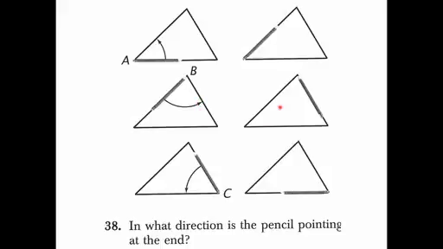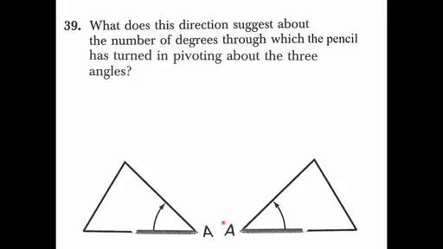And then they slide it down, and rotate it back down here. Then you take a look at the pencil right here, and there's the point there. And here it started there. In what direction is the pencil pointing at the end? And what does this direction suggest about the number of degrees through which the pencil has turned in pivoting about the three angles? Interesting demonstration.